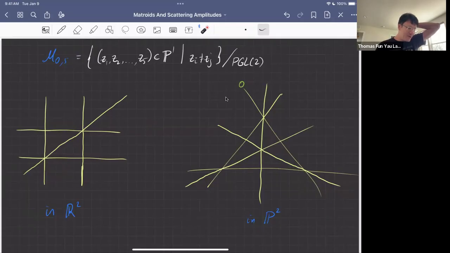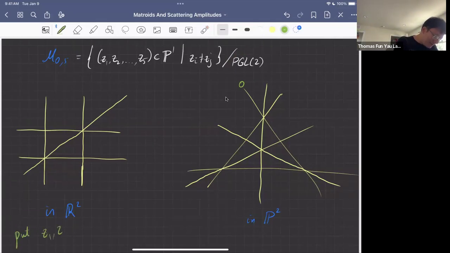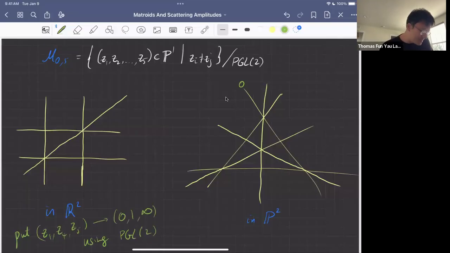One way you can factor out this action, you can gauge fix this action, is by putting, let's say, 3 of the points at 0, 1, and infinity. Let's say Z1, Z4, I think this is the one. So put these at 0, 1, infinity using PGL2. PGL2 acts simply transitively on 3-tuples of distinct points in P1. So this will completely get rid of this mod PGL2. And now I just need to record where Z2 and Z3 go.